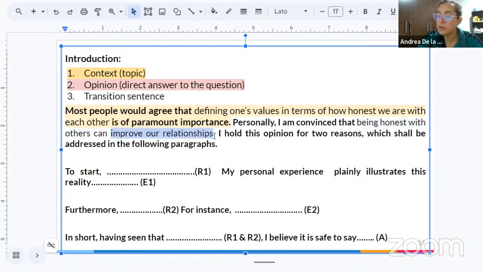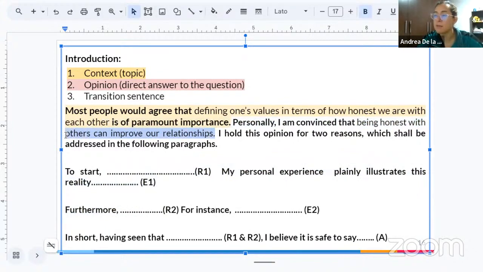And try not to include your reasons yet. So in the introduction, I really don't suggest that you guys include your reasons. I know that improving our relationships and building good relationships is going to be part of our body because we're going to include our reasons in the body. So in your introduction, try not to talk about your reasons.